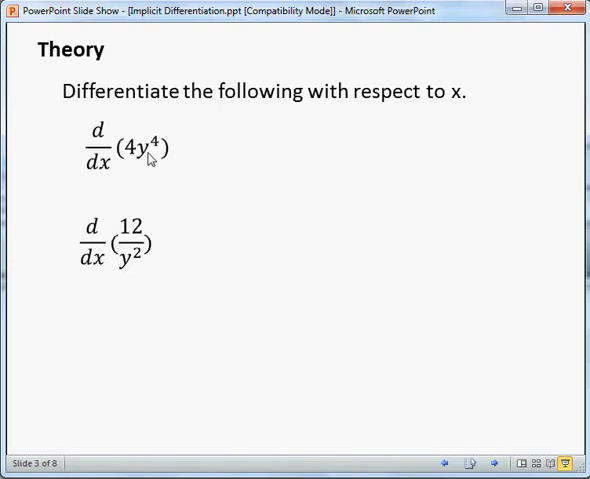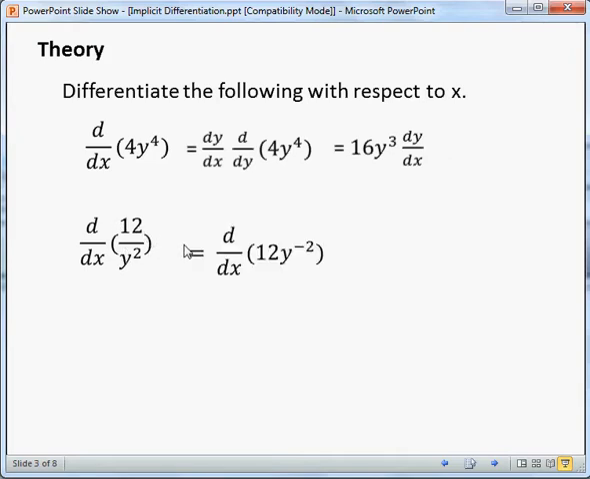So for this example, we've got a variable y differentiating with respect to x. So we're going to multiply by dy/dx. So that'll be 16y cubed dy/dx. Same with this example. Firstly, I'll simplify it a little bit. So we're differentiating 12y to the negative 2 with respect to x. So I get negative 24y to the negative 3, and I multiply that by dy/dx.